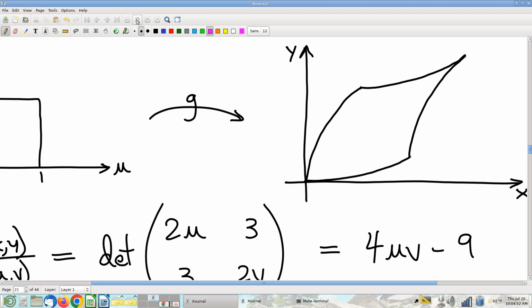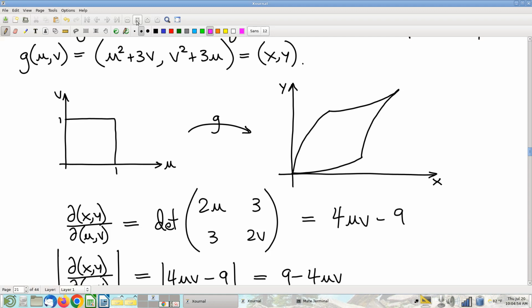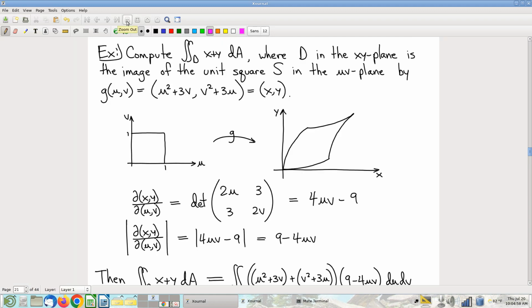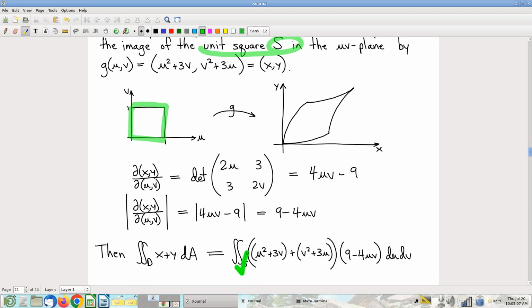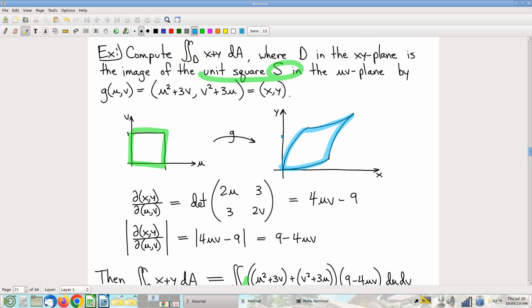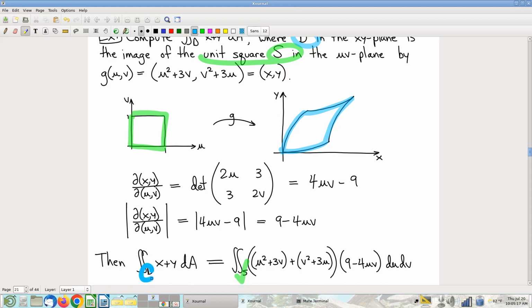Yeah, is the right one S and the left one D? What were the S's? Let's see here. So the one on the left here was called S, and that's our new domain. And the one on the right here is what we had originally called D, the one that we didn't like.